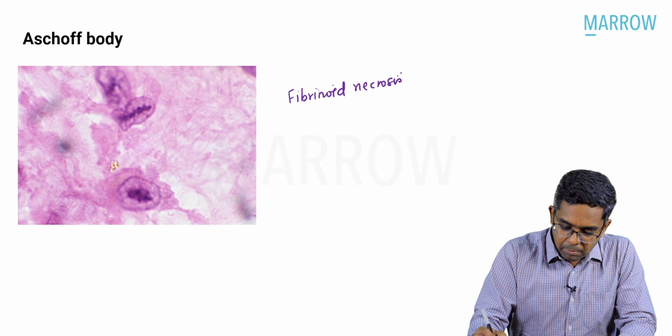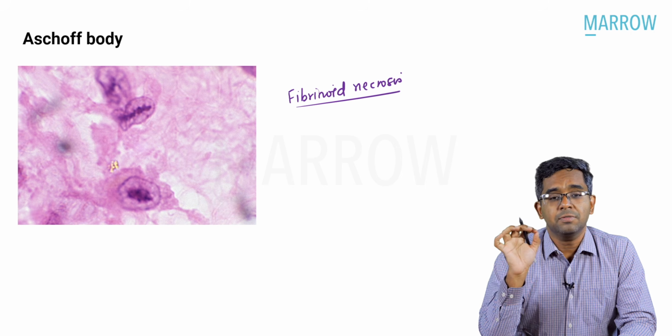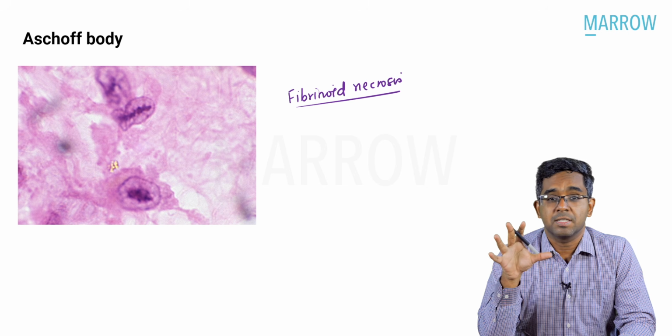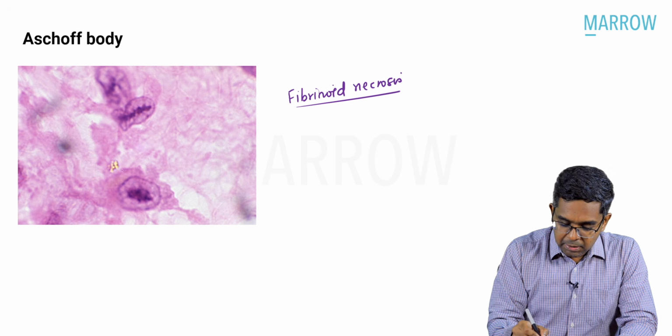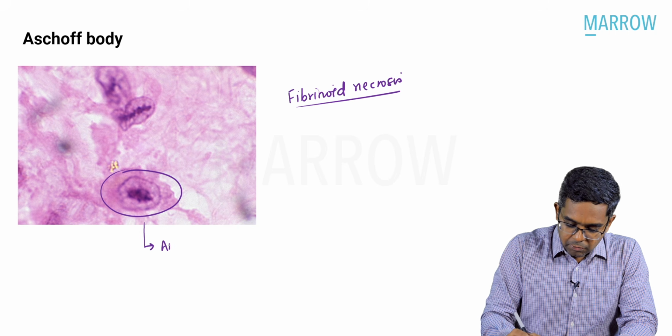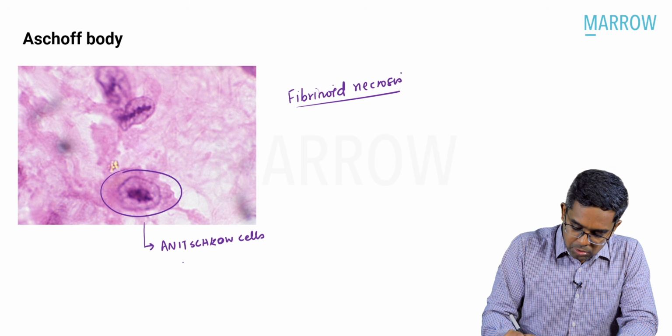occurring as a part of granulomatous inflammation in this particular condition. Okay. And one characteristic feature is that the fibrinoid necrosis is surrounded by a lot of macrophages, inflammatory macrophages. And one special type of macrophage is like this. What is that called? It's called Anitschkow cells. Anitschkow cells. And these Anitschkow cells are also called as the caterpillar cells.